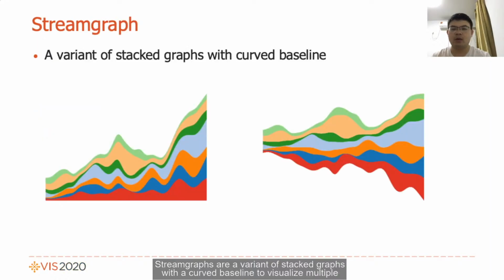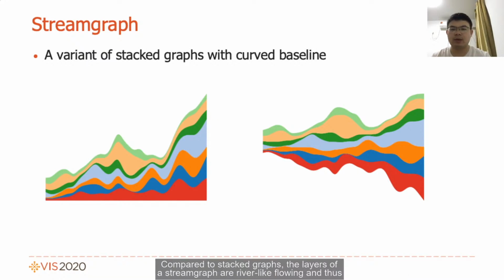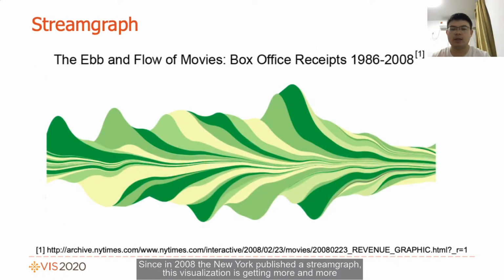Stream graphs are a variant of stack graphs with a curved baseline to visualize multiple time series data, which are represented by the colored layers in a graph. Compared to stack graphs, the layers of a stream graph are river-like flowing and thus more aesthetically pleasant. Since 2008, when the New York Times published a stream graph, this visualization is getting more and more popular.